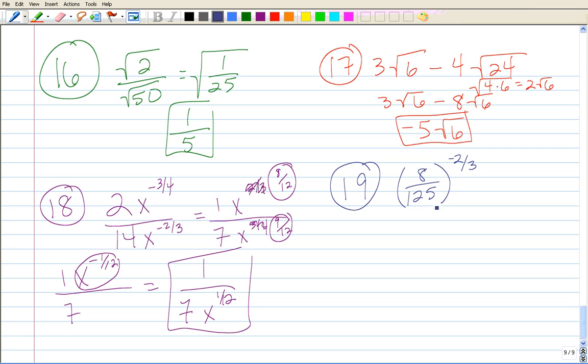Number 19, 8 over 125 to the negative 2/3. You could either put this whole thing underneath 1, or it's probably easier to just flip this fraction and do 125 over 8 and then make your exponent positive. So now what we have here is the cube root of this fraction then squared. So the cube root of 125 is 5. The cube root of 8 is 2. But we still need to square it. So 5 squared is 25. 2 squared is 4.